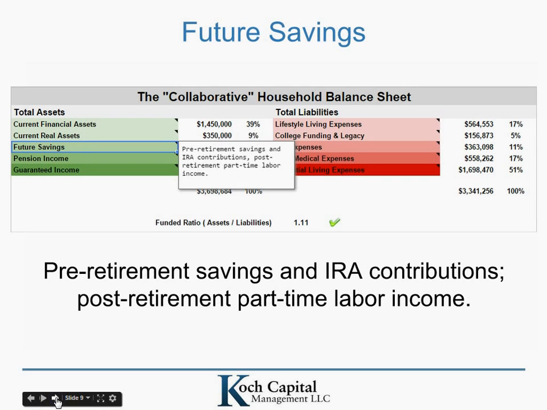Next up is future savings. This is kind of a bucket. You can think of this, especially if you're younger, as how much you're planning to save for retirement. It also could be additional labor income when you're in retirement. But what we're trying to map out here is how much you're going to be saving in the future that we can count on and include in your list of assets.